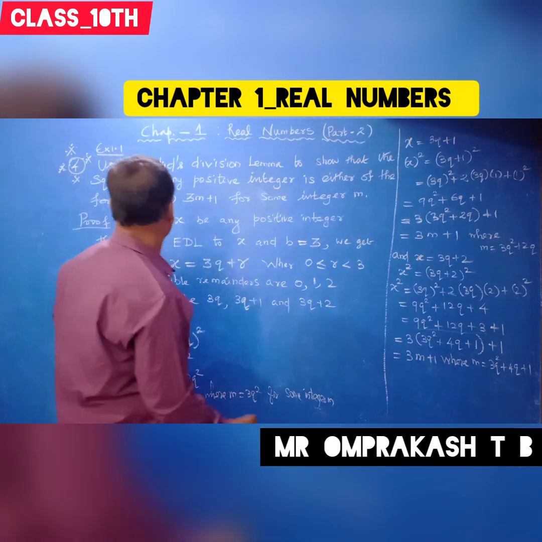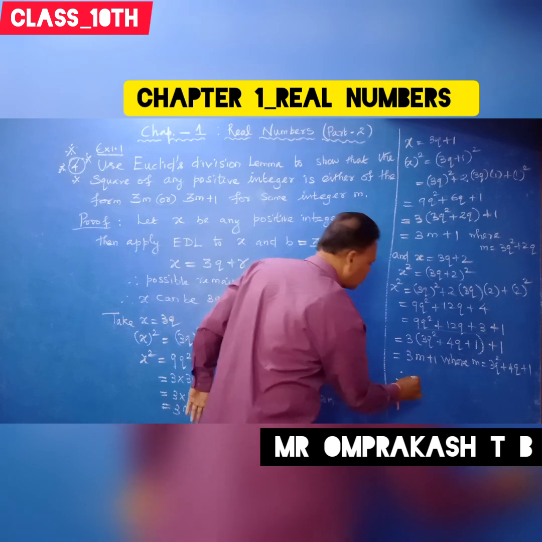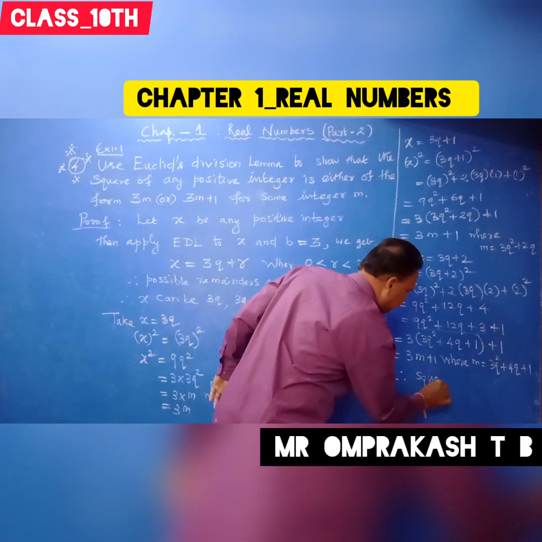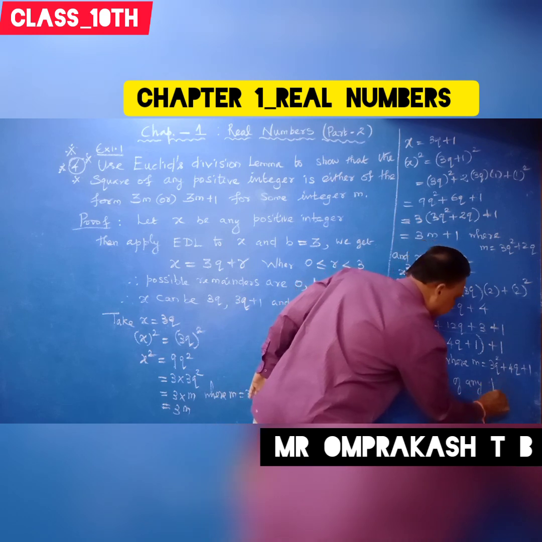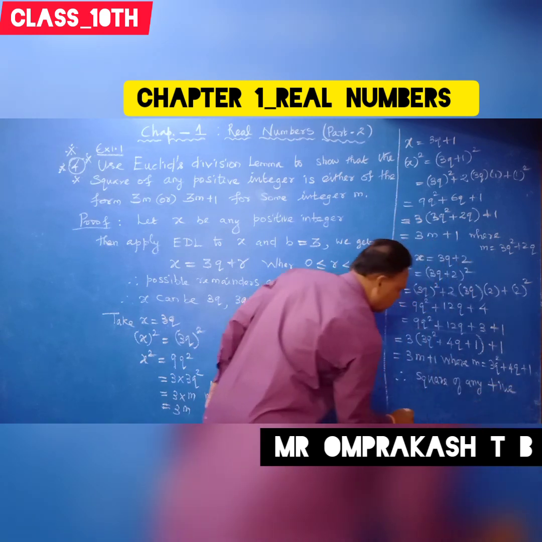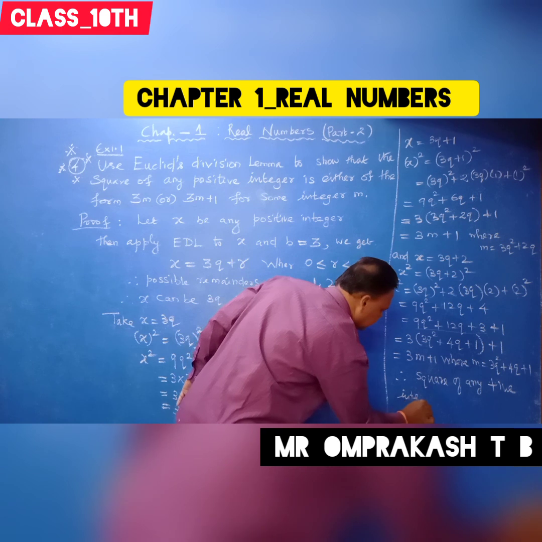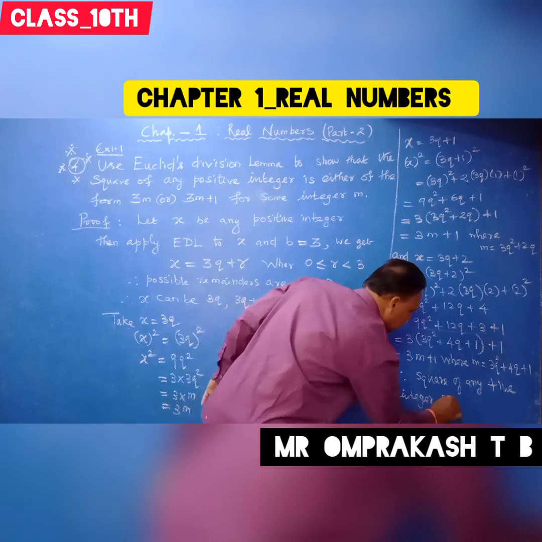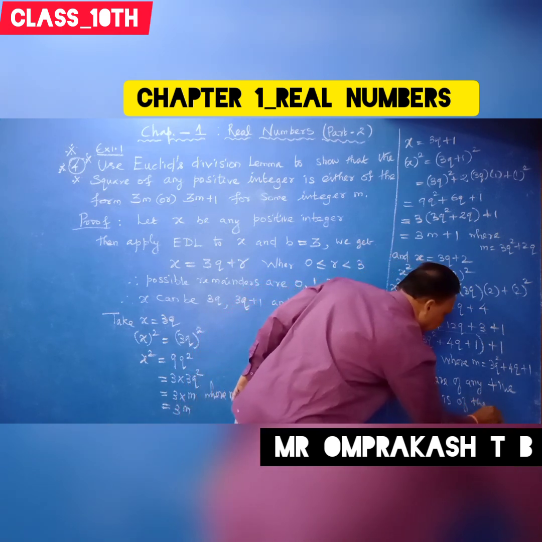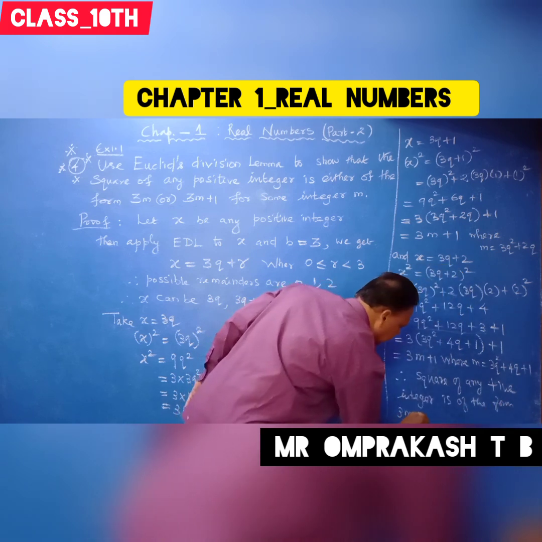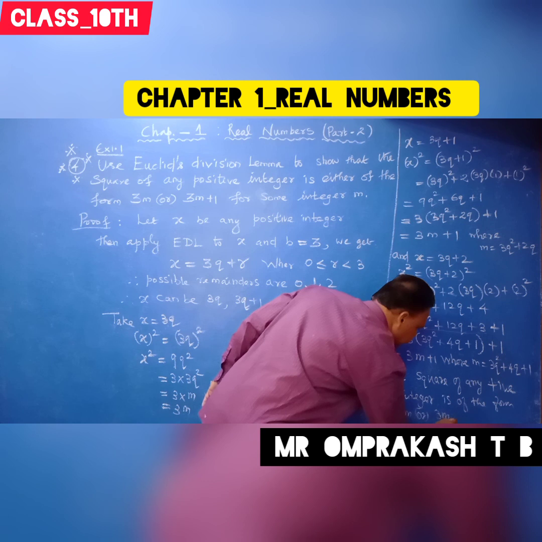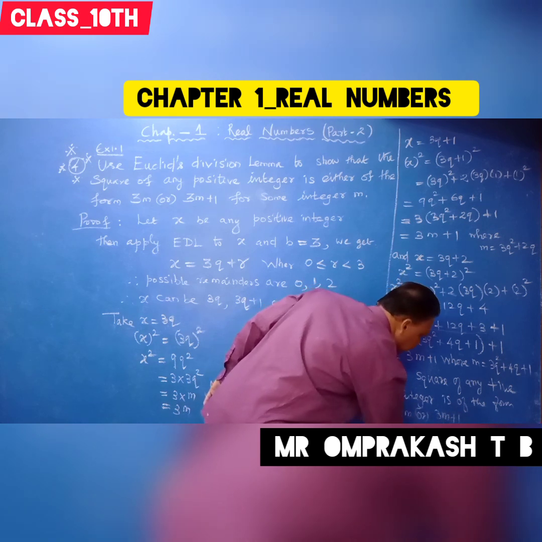Therefore, the square of any positive integer is of the form 3m or 3m plus 1. Hence proved.